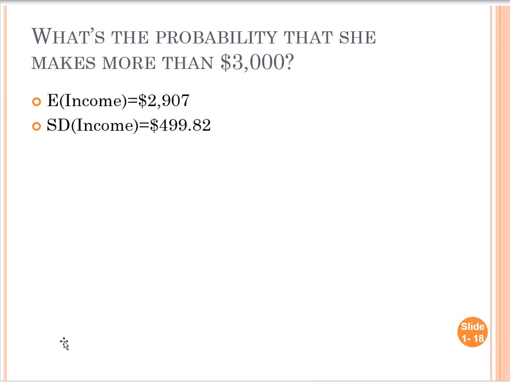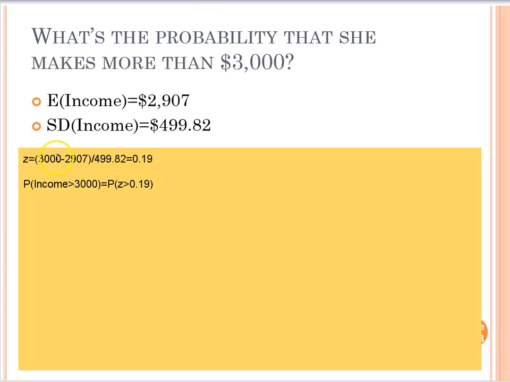Maybe we're interested in answering a question that looks like this: what's the probability that she makes more than $3,000? She needs to make $3,000 in a weekend because she needs to pay her rent or some bills. And so she wants to know the probability that she's going to make enough money to do that. We can use the expected income and the standard deviation of income to get a z-score, and then we can use that z-score to calculate this probability.